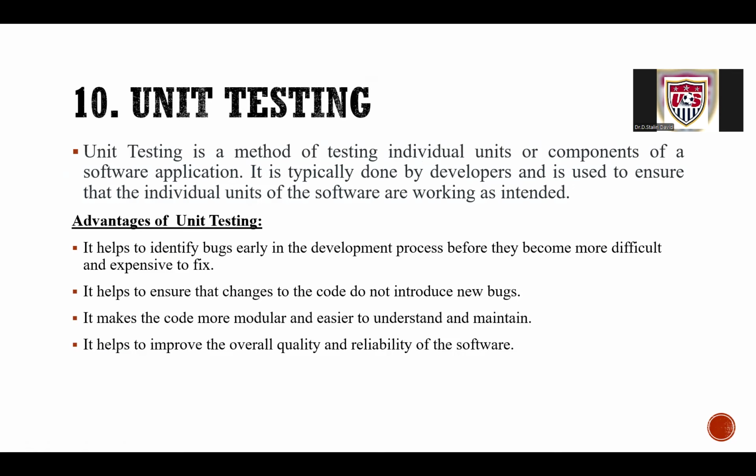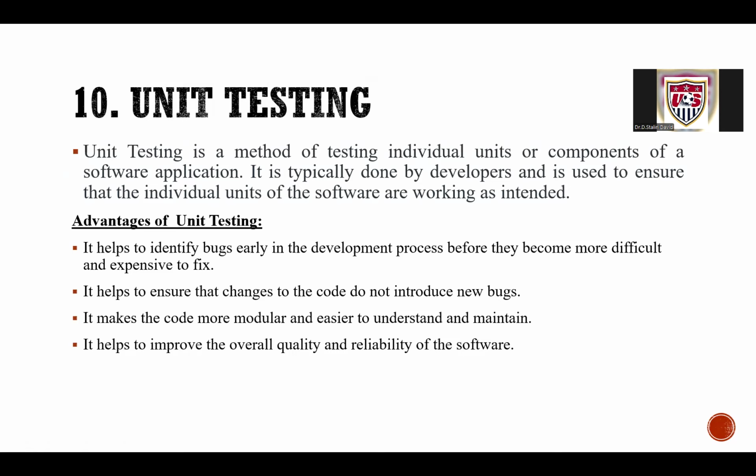So unit testing is a method of testing where individual units or components of the software application are tested. It is typically done by the software developers. It mainly ensures that the individual units of the software are working as intended. Unit tests are usually automated and designed to test specific parts of the code, such as a function or method. Unit testing is done at the lowest level of the software development process, where individual units of the code are tested in isolation.